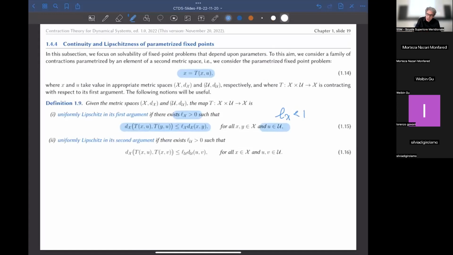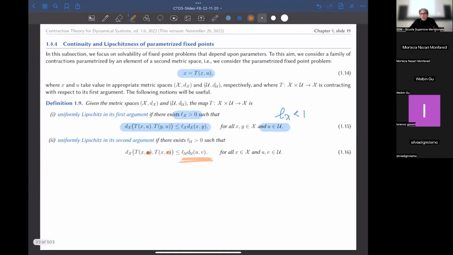So again, in this first property, I have X and Y and the same U. And here I keep X the same, but I vary U. So when I vary U, I get U and V. I want the map to be Lipschitz also in the input, uniformly with respect to X. All right, so I have now a fixed point problem, and it's Lipschitz in X and it's Lipschitz in U with Lx and Lu as my two constants.